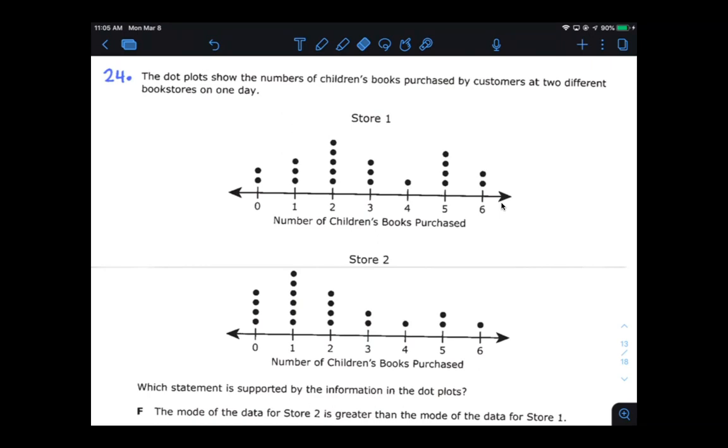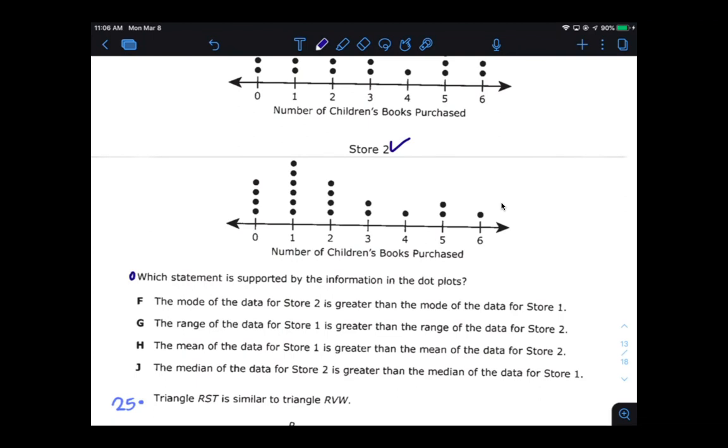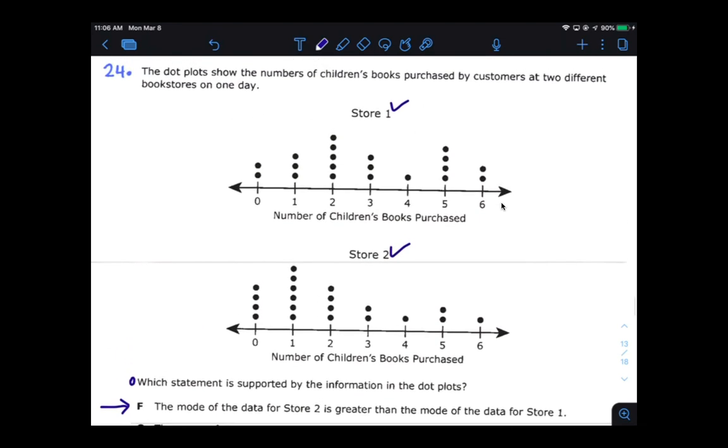The dot plots show the numbers of children's books purchased by customers at two different bookstores on one day. So we have store one and store two. The question here is, which statement is supported by the information in the dot plots? The first statement, answer choice F, says the mode of the data for store 2 is greater than the mode of the data for store 1. The mode in a dot plot is the number that has the most dots.